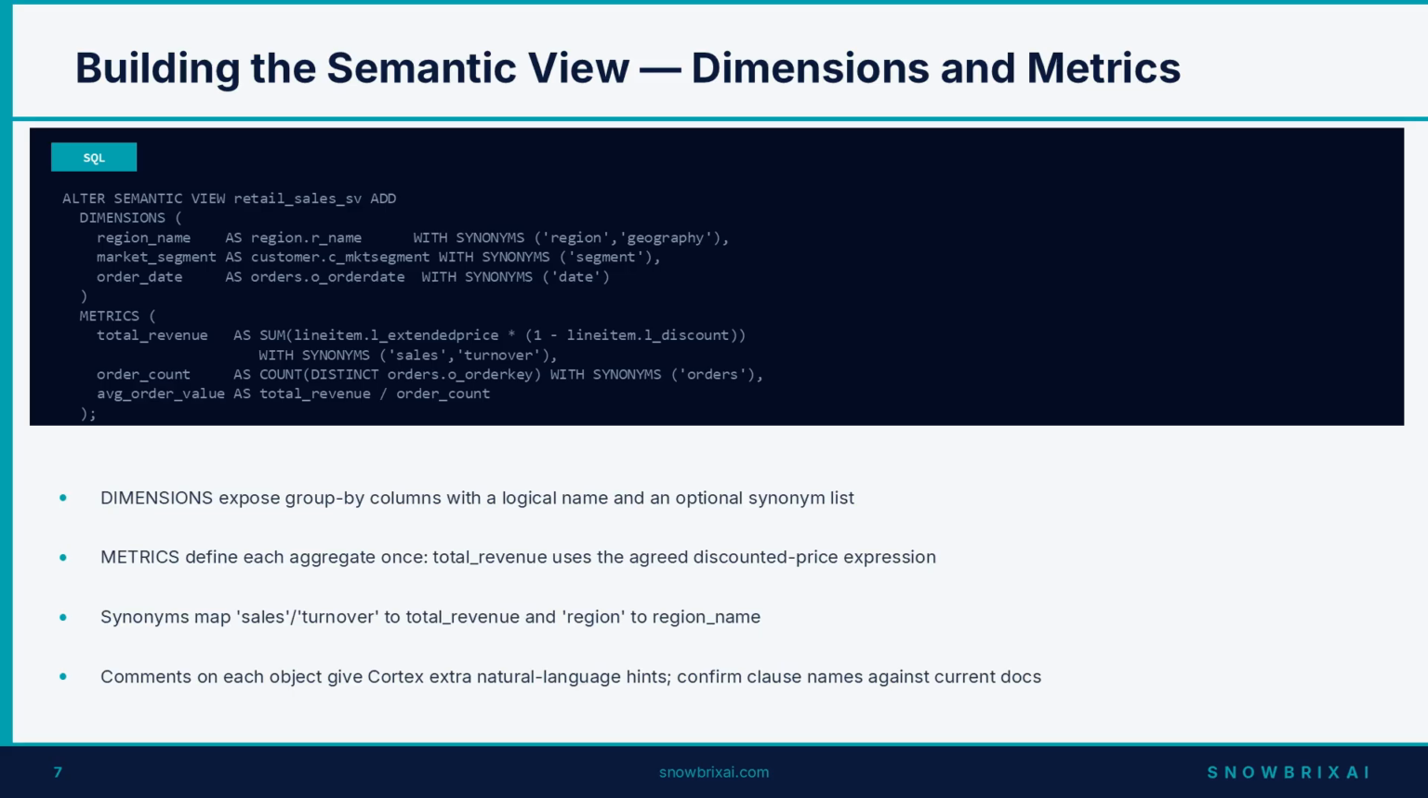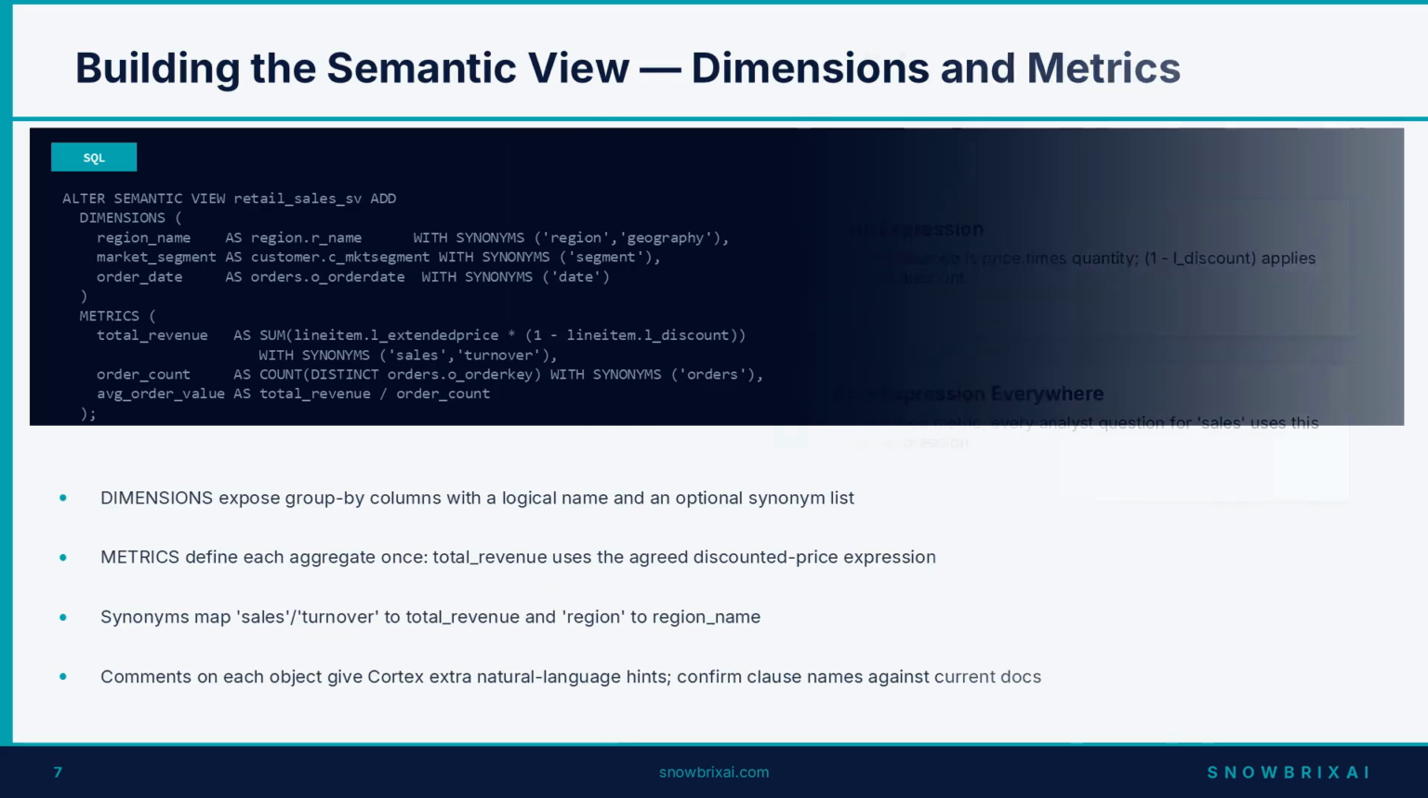Total revenue is the sum of extended price times one minus discount, the discounted price expression everyone finally agreed on, with synonyms sales and turnover. Order count is a distinct count of order keys, and average order value is just total revenue over order count. The synonyms map sales and turnover onto total revenue and region onto region name. That mapping is the whole game.